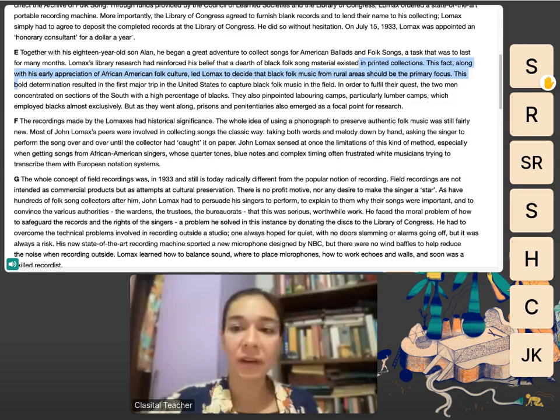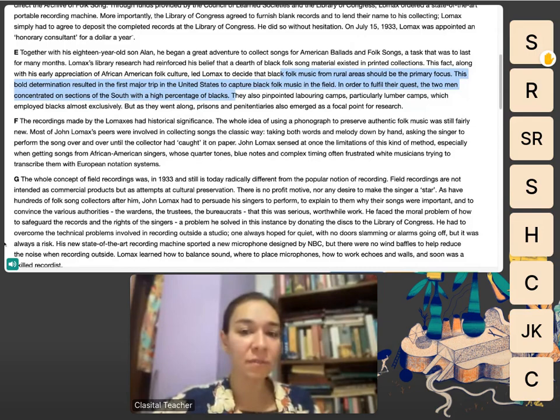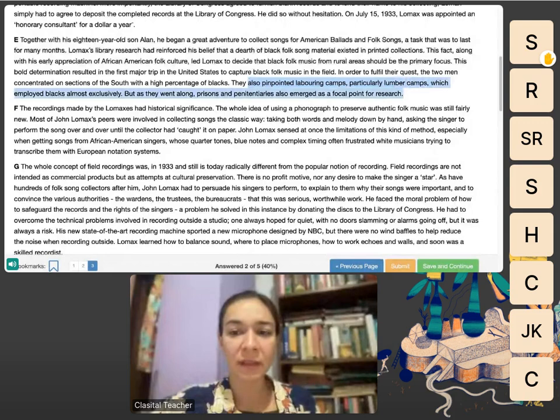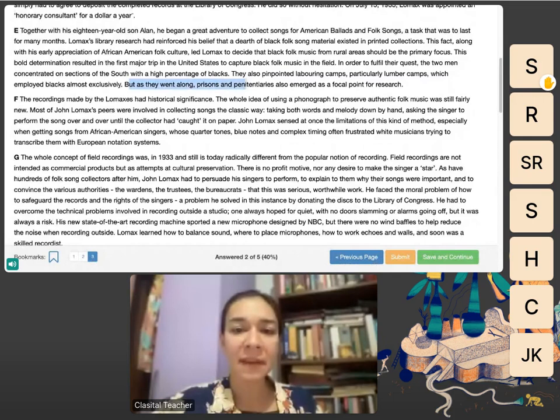Folk music from the rural areas should be the primary focus. With this bold determination, the two men concentrate on the sections of the South with a high percentage of blacks. This also pinpointed laboring camps, particularly lumber camps, which employed blacks almost exclusively. But as they went along, prisons and penitentiaries also emerged as a focal point of research.